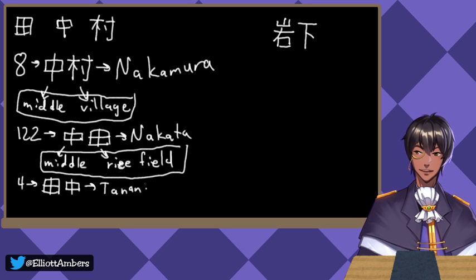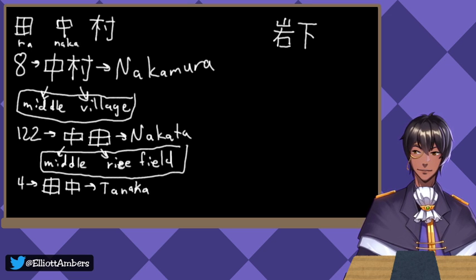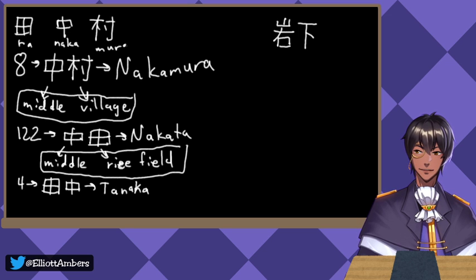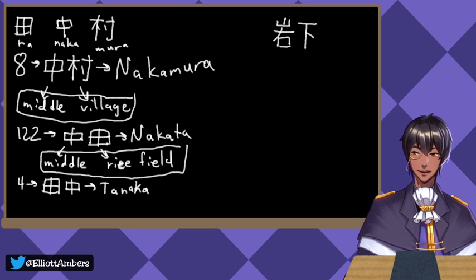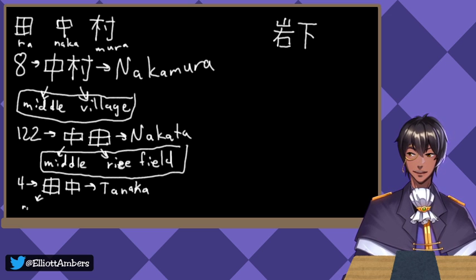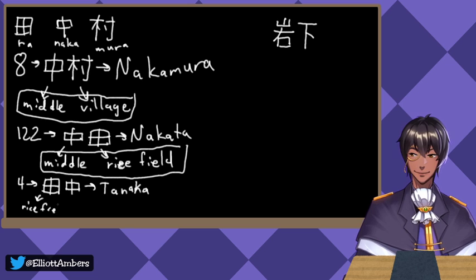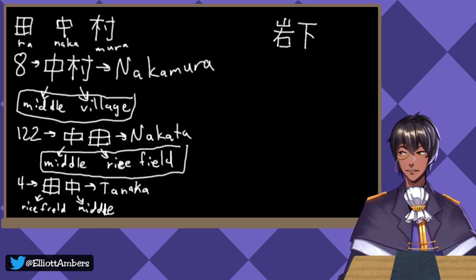And you can see this is pronounced Ta, this is pronounced Naka, and this is pronounced Mura. Just by swapping around their placement, we get Nakamura, Naka Ta, and Ta Naka. So this is rice field, middle, or from the middle of the rice field, from the rice field. Very, very straightforward, these names.